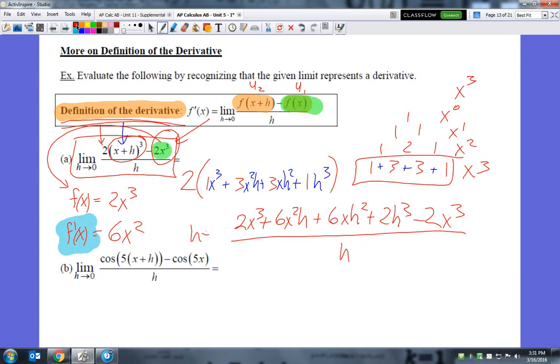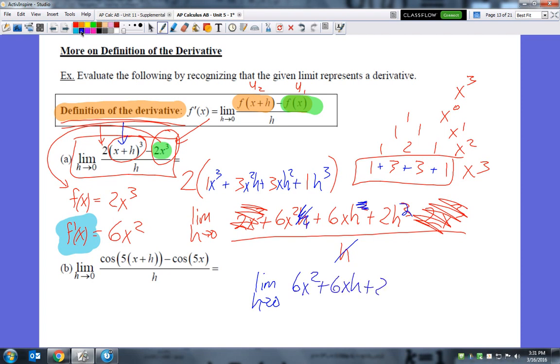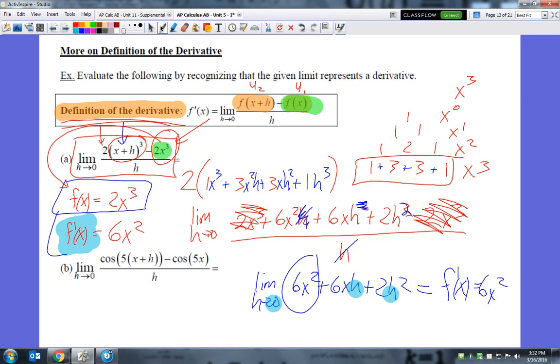Now I know it's been a while since we've done this, but the thing is we don't want to go back to it. We want to create this shortcut that'll bypass all this work that I'm showing you right now. Alright, so 2x cubed and 2x cubed, they cancel to 0. All these have h's, so that will cancel, making that go to h, and making this go to h squared. So your final thing right before you apply the limit is 6x squared plus 6xh plus 2h squared. And if you apply the limit now, your answer is just going to be this leftover piece. F prime of x is equal to 6x squared. So what we did is we bypassed all this work simply by identifying what is my f of x, writing it down, taking the derivative, and being done with it.